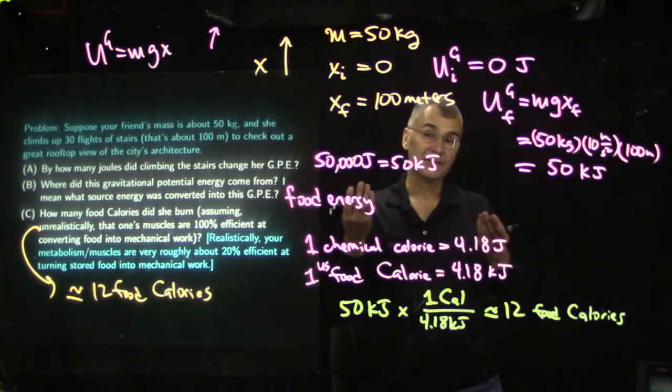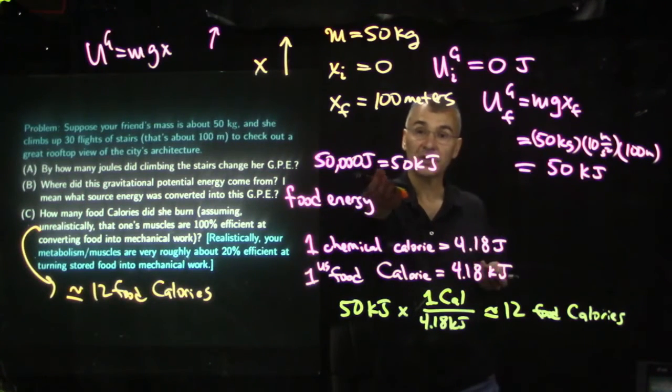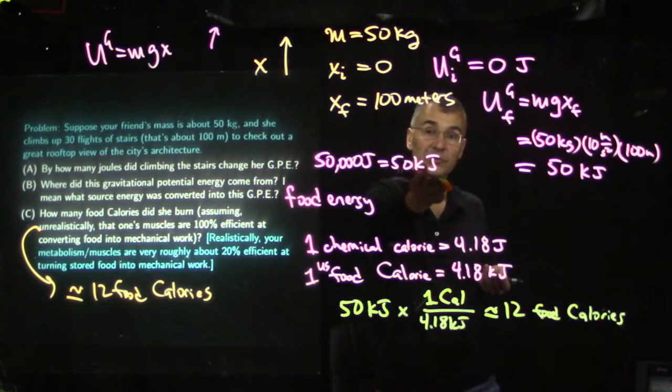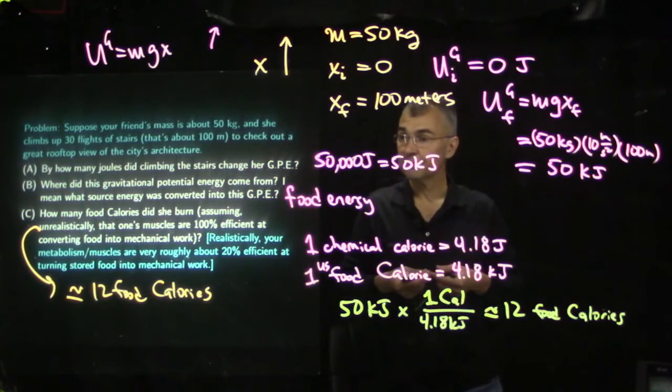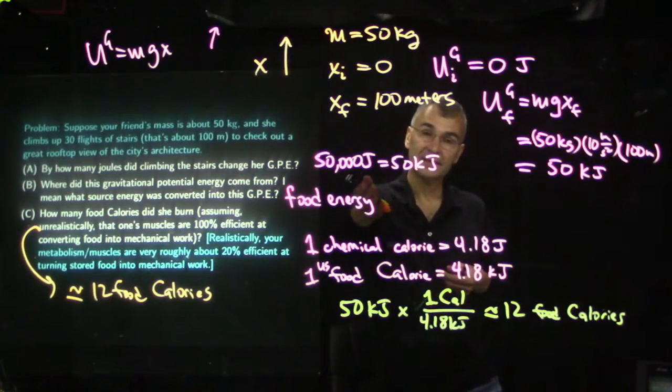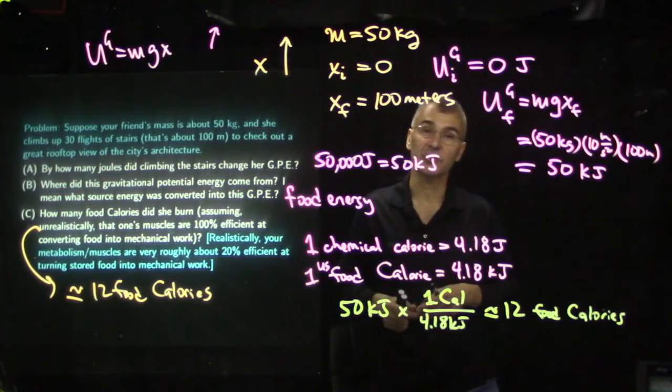Now, the detail that we're overlooking is that in order to release 50 kilojoules, in order to convert food into 50 kilojoules of useful mechanical energy in the form of gravitational potential energy, she'll probably end up wasting something like 200 kilojoules, just turning it into heat, because you exercise, your body warms up, you sweat. So that's a detail we won't worry about in this problem. So let's pretend that her muscles are completely efficient. Then that 50 kilojoules of stored food energy gets converted into 50 kilojoules of gravitational potential energy by her muscles.